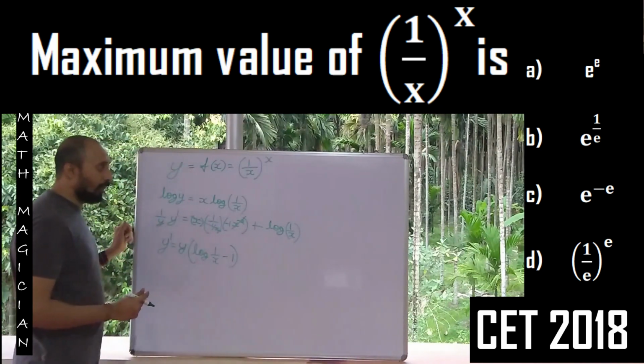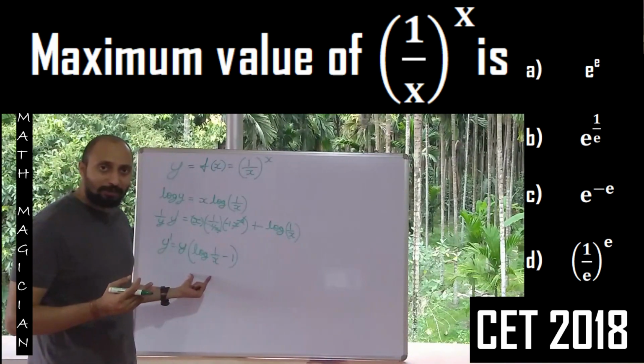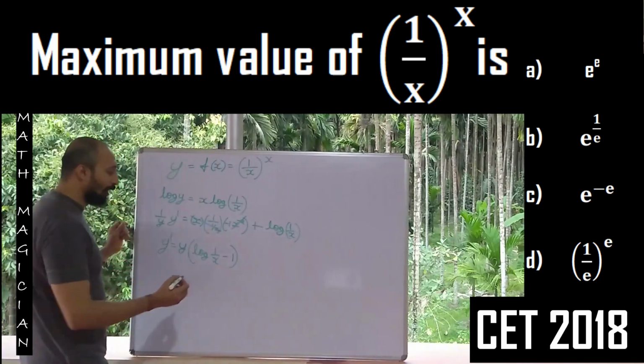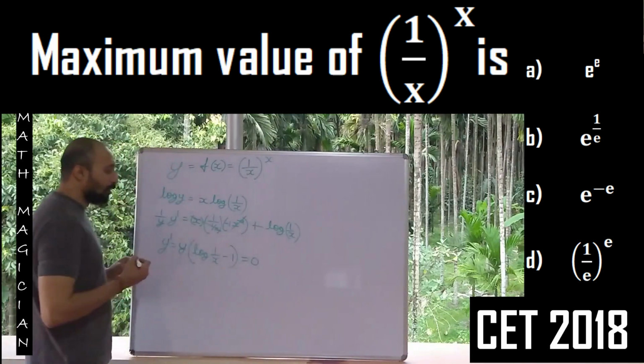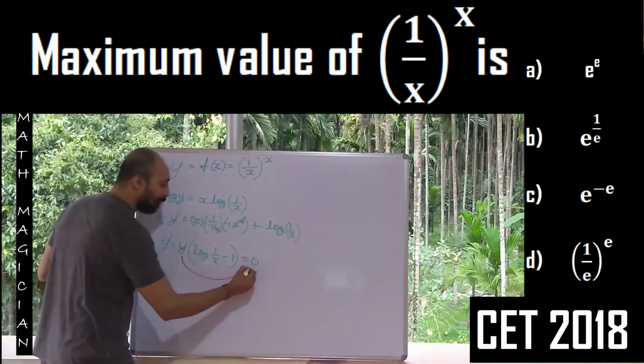So this is it. So you remember, to find the maximum value, we need to equate this y dash to 0. So let's equate this to 0. So when you equate this to 0, what happens? When you equate this to 0, y goes this side and it will become 0.